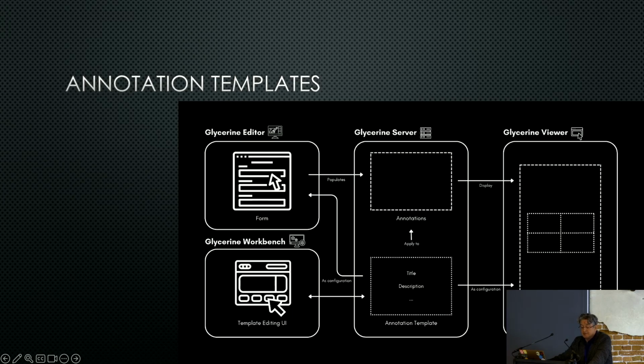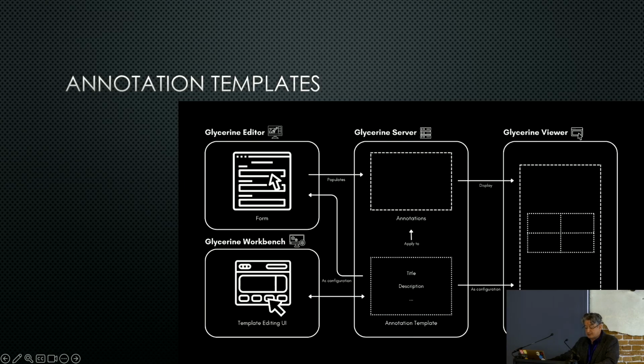So collaborators configure these templates within Glycerine Workbench using a visual template editing interface that I showed before. The template configuration is then stored in Glycerine server through its API layer. The server exposes these template definitions as JSON-LD configurations, allowing the same template specification to be consumed consistently by both Glycerine Editor and Glycerine Viewer. And the JSON-LD template spec, we've already published that on GitHub, so that's open for others to use as well.